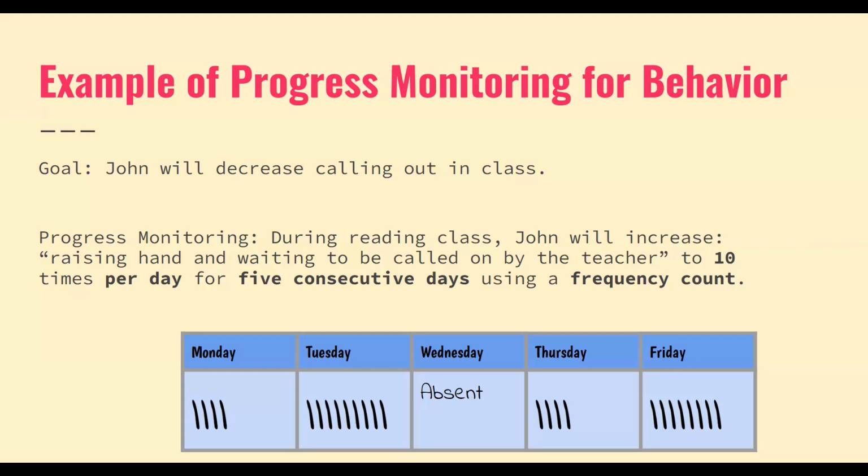As a paraprofessional, you may be asked to help complete the frequency chart seen at the bottom of the slide. You would simply be marking down each time during reading class that you observed John raising his hand and waiting to be called on. As we can see in this example, John has not yet met his progress monitoring goal because on some of the days he was not able to make it to 10 times per day. Also, on Wednesday, he was absent.